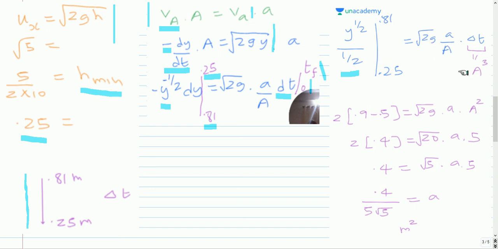And delta t has been given in the question as A cube, and 1 by A will cancel with this A, so it will become A square, and A is square root of 5, that's given in the question, so A square is 5. So from this we get the area of the orifice small a as 0.4 divided by 5 into root 5, and the unit is SI units, it's meter square. To convert it to centimeter square we have to multiply by 10 raised to 4. So this is the solution to this problem.